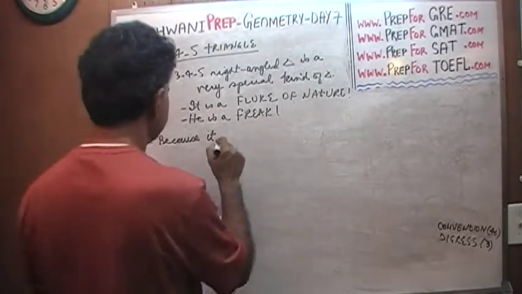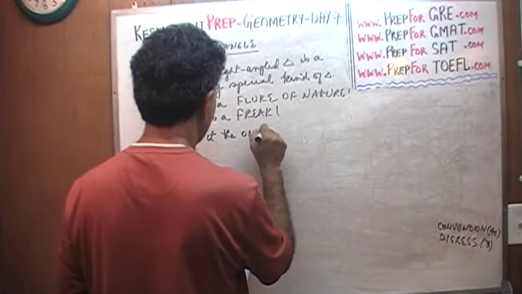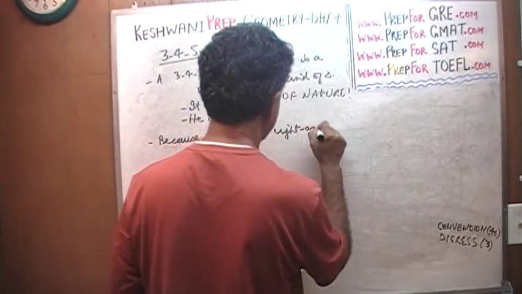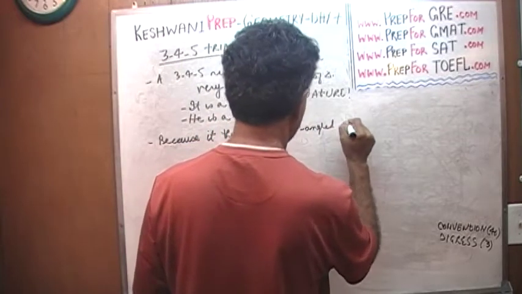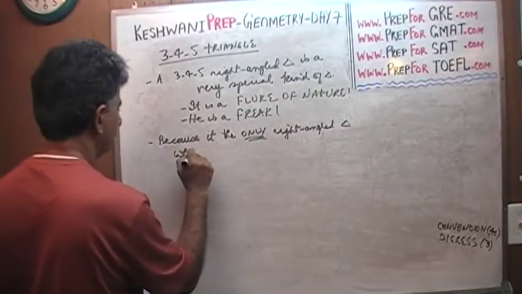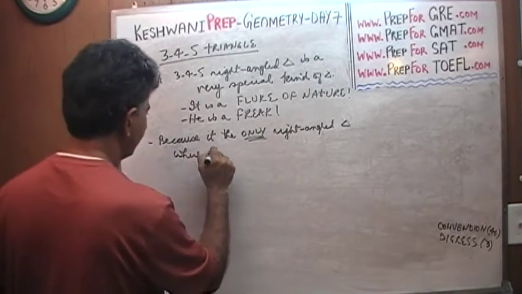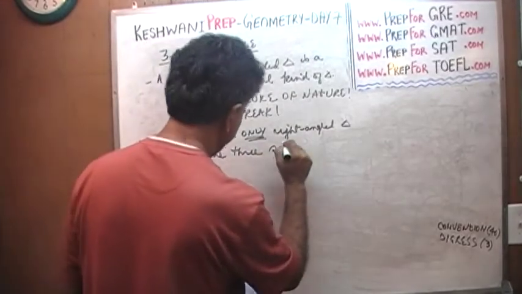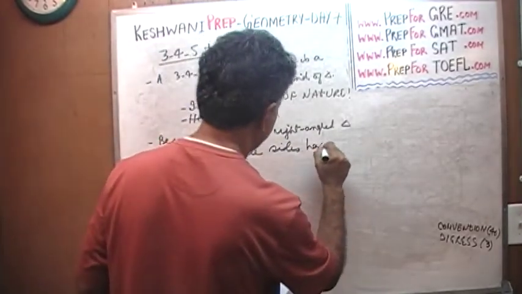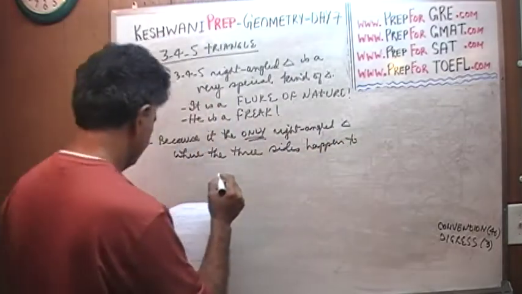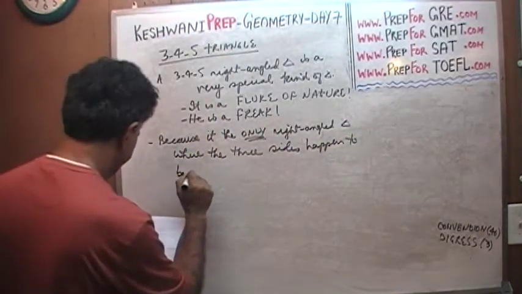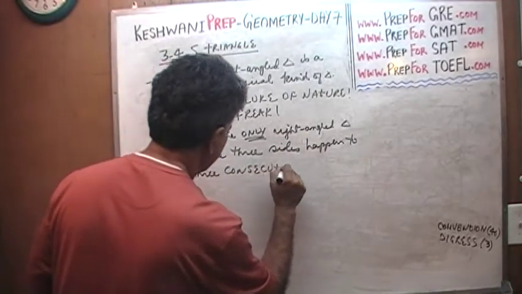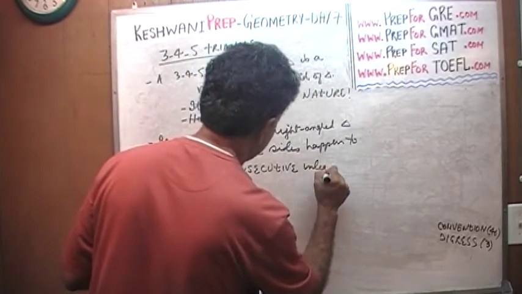It is the only right angle triangle where the three sides happen to be 3 consecutive integers.